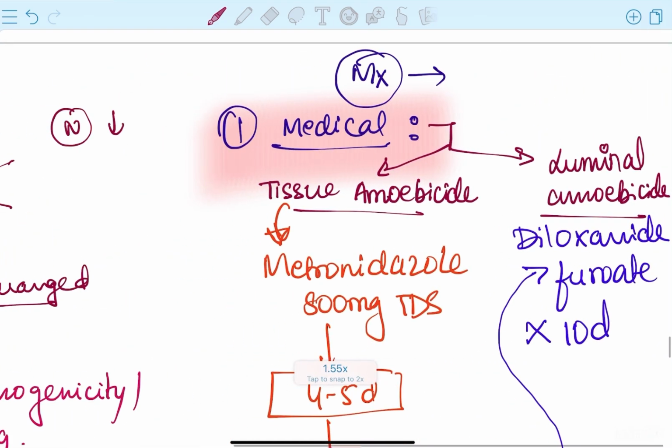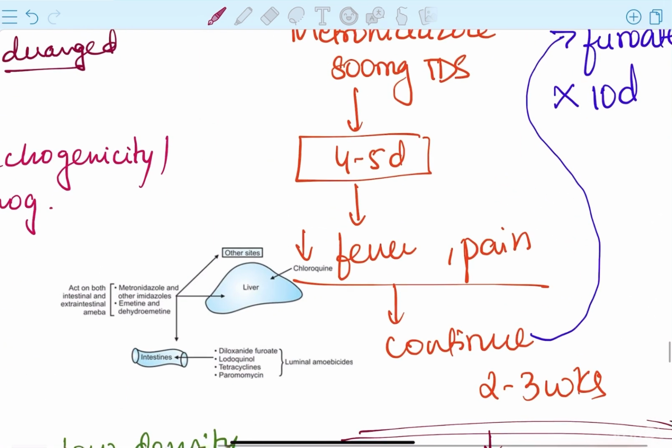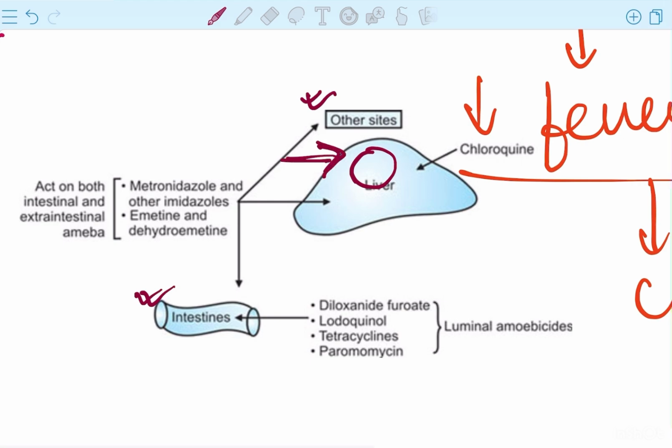Now how are you going to manage this patient? The management includes, first, medical management. As you can see, the parasite is first present in the intestine, followed by which it goes into the liver. But the clinical manifestation is majorly of the liver. So you are first going to eradicate the organism present in the tissue, followed by totally eradicating the organism present in the intestine. So we have medications that eradicate the tissue amoeba, that is the tissue amoebicides, and the luminal amoebicide that eradicates the infection from the intestinal lumen.